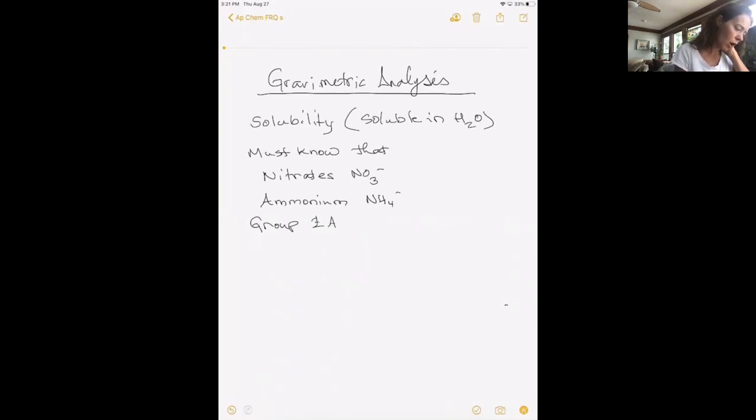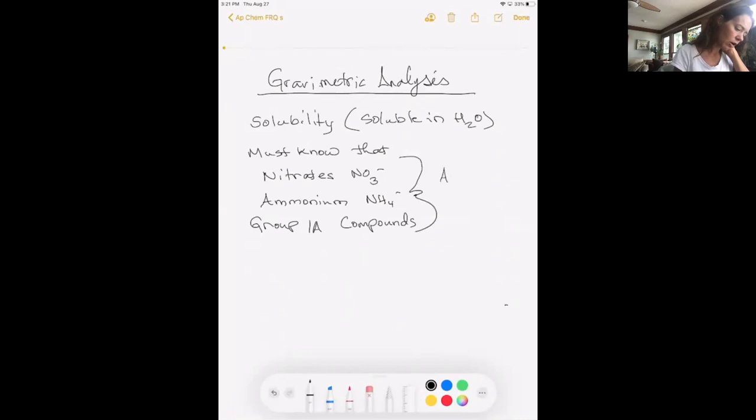Oops, that's a group 1A. All right, I'm going to fix that. It does not look like a 1A. Group 1A, your alkali metal compounds. All of these are soluble, always. All right? That means when you put them in water, they will dissolve, okay? Very important to realize. Nitrates, ammonium, group 1A compounds are always soluble.